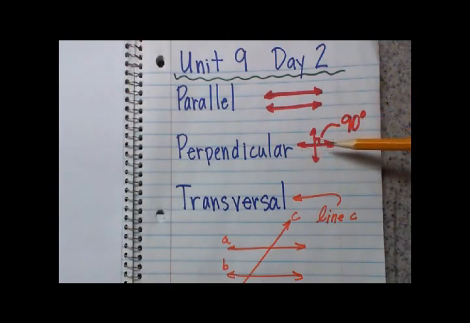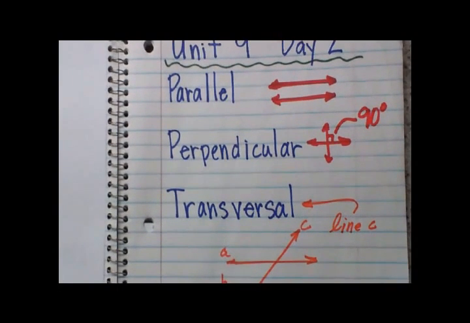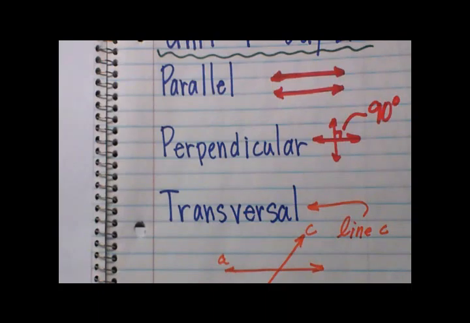Perpendicular lines are two lines that intersect at 90 degrees. Intersect means cross, and they intersect at 90 degrees. That's indicated by a little square in the corner. See the little square right there? We discussed that when we discussed right triangles.